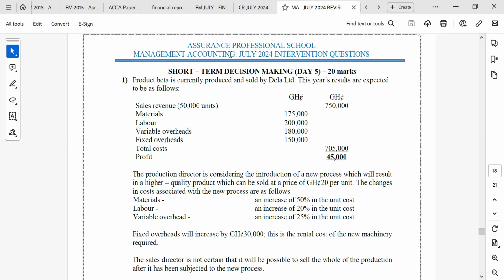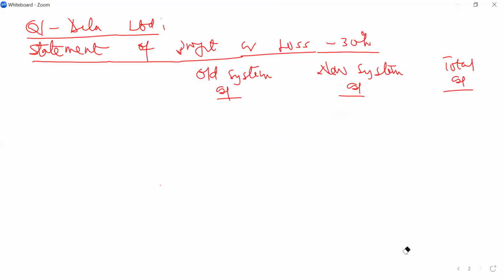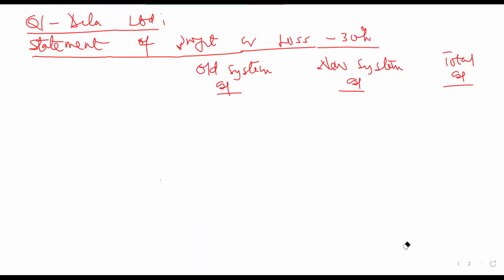That will be for the old system. Okay, so we have sales revenue. The sales revenue for the old system. Let me put the figure here. So this will be 50,000 units.